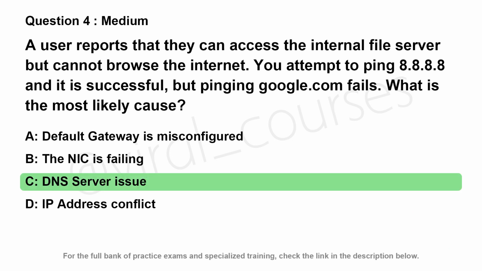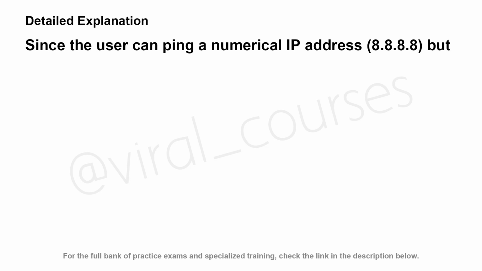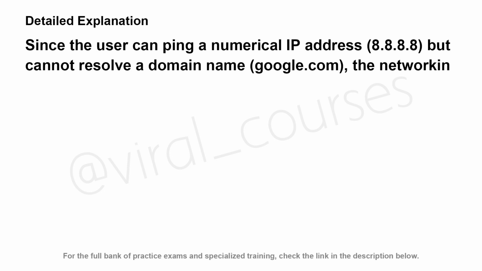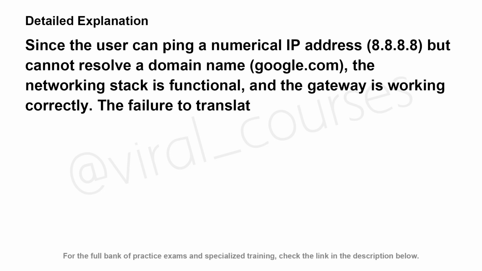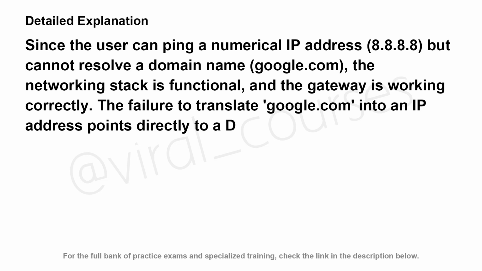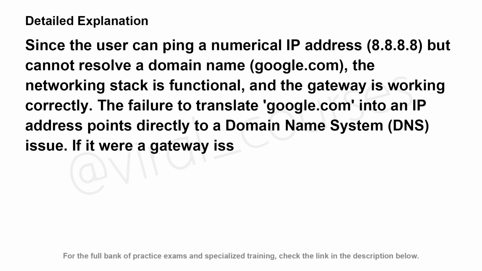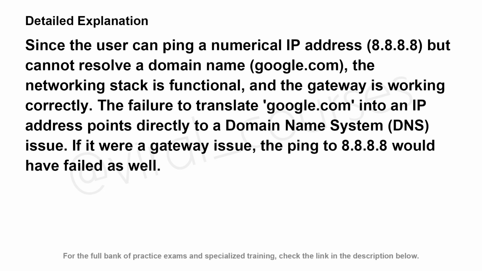The correct answer is C. Since the user can ping a numerical IP address, 8.8.8.8, but cannot resolve a domain name, google.com, the networking stack is functional, and the gateway is working correctly. The failure to translate google.com into an IP address points directly to a Domain Name System, DNS, issue. If it were a gateway issue, the ping to 8.8.8.8 would have failed as well.